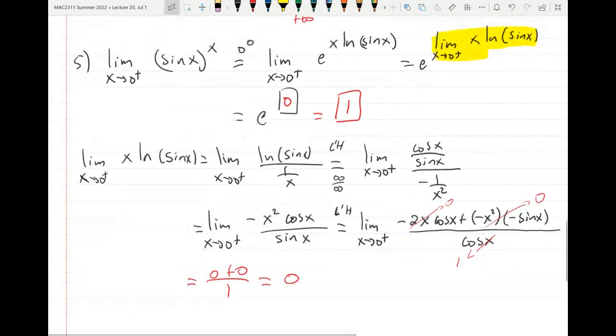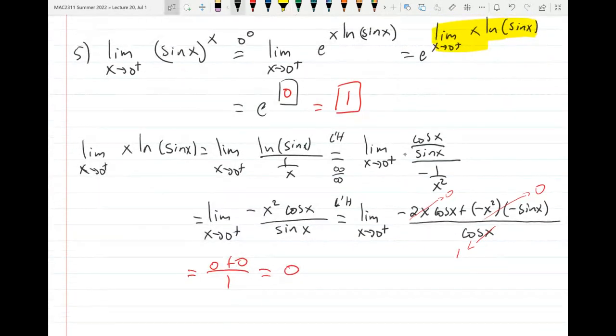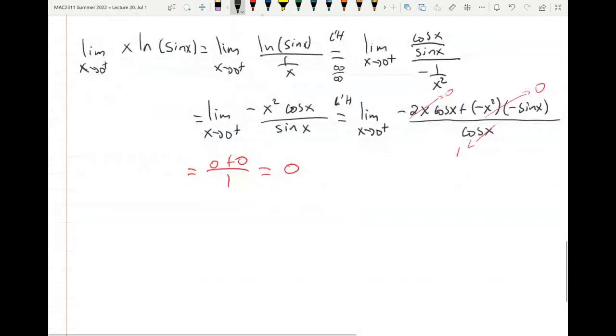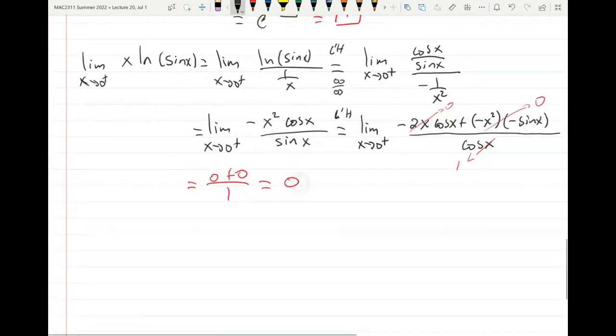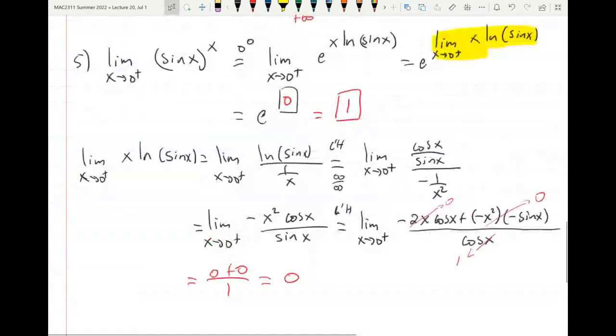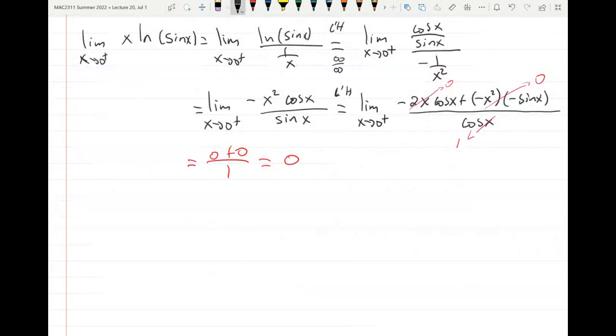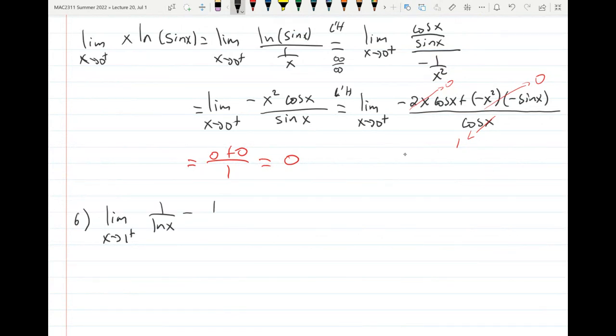All right. So I will do a couple more examples on Wednesday, just so that we do that live in person, in case you have a question to ask me. So let me go to the infinity minus infinity type. Let's see, number 6. Let's do the limit as x approaches 1 from the right of 1 over ln of x minus 1 over x minus 1.